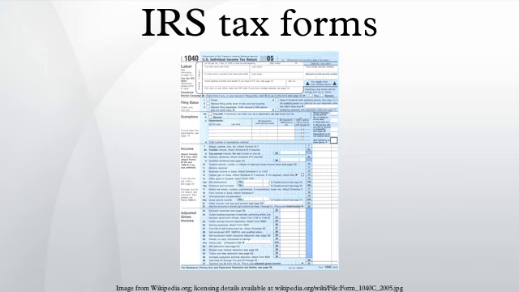Self-employed individuals and others who do not have enough income taxes withheld might need to file Form 1040-ES, Estimated Tax for Individuals, each quarter to make estimated installments of annual tax liability.